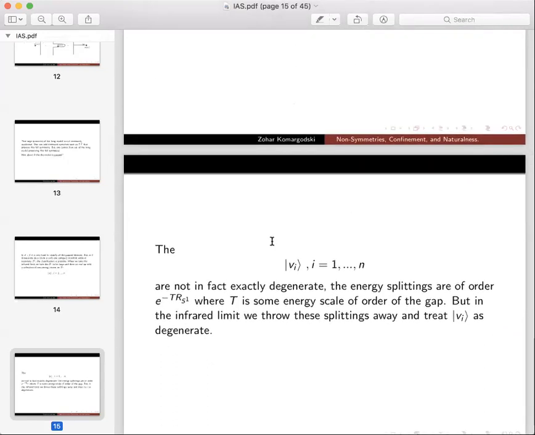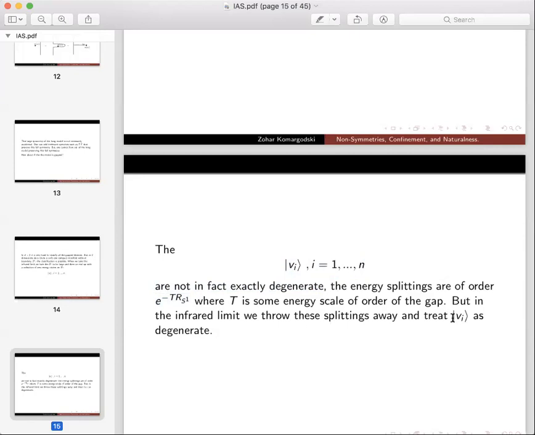Actually, a very important subtle point is that in the full theory, of course, these are not exactly degenerate. Typically, if you have states on the circle in finite volume, there are small, exponentially small splittings in the volume of S1. But in the infrared limit, these are very small contributions. You drop them out, and you treat the states as being exactly degenerate. So a gapped 2-dimensional theory is basically just a bunch of states which are exactly degenerate on S1.